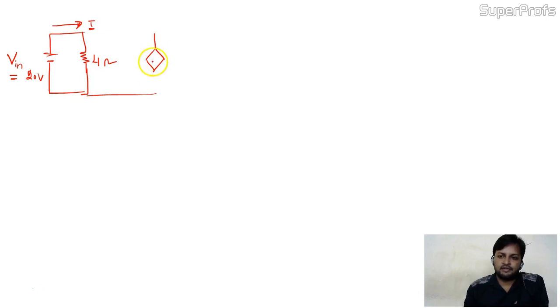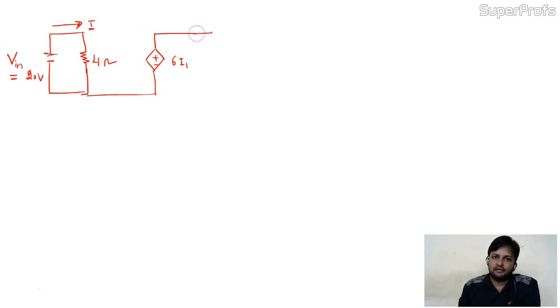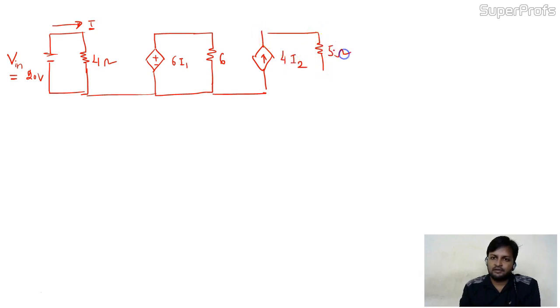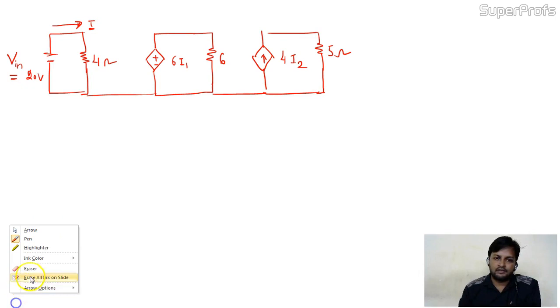This is the dependent source, clearly you can see this, a current controlled voltage source, because the value is depending on the current. The very next resistance is 6 ohm, connected like this. Again the last circuitry is nothing but the 4i2. Here a 5 ohm resistance is there.